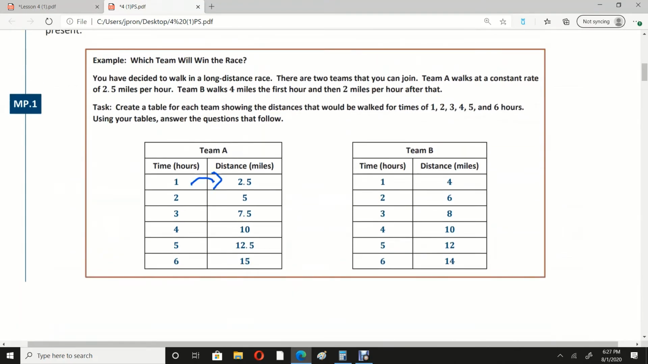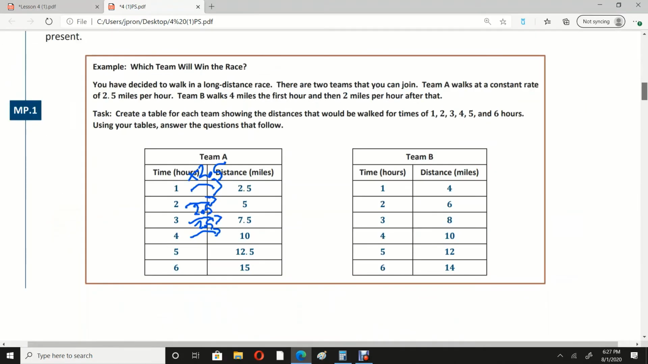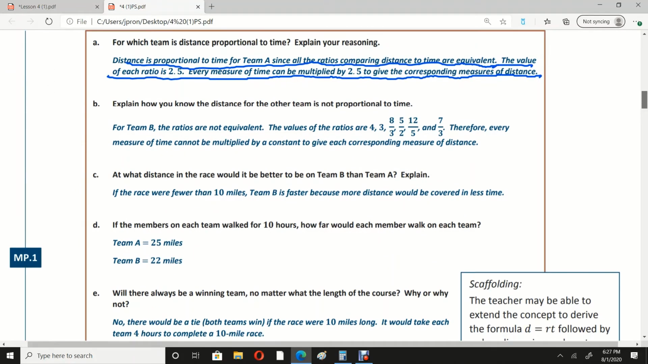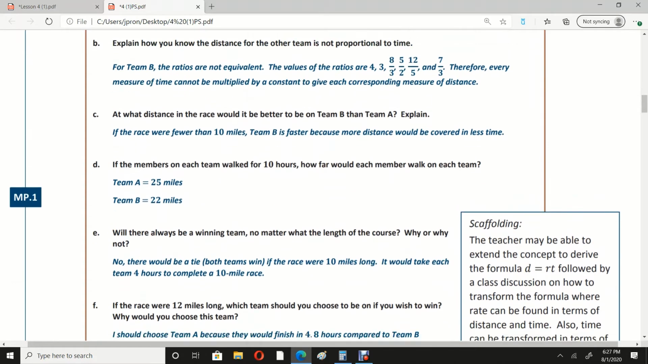Like we talked about. We multiplied the first hour times 2.5, and we traveled 2.5 miles. After the second hour, we multiplied 2 times 2.5 to get 5. Same thing with 3. We multiplied 3 times 2.5 to get 7.5, and so on. So the constant there was 2.5. That was always part of the ratio, right? Or it was the ratio of distance to time.